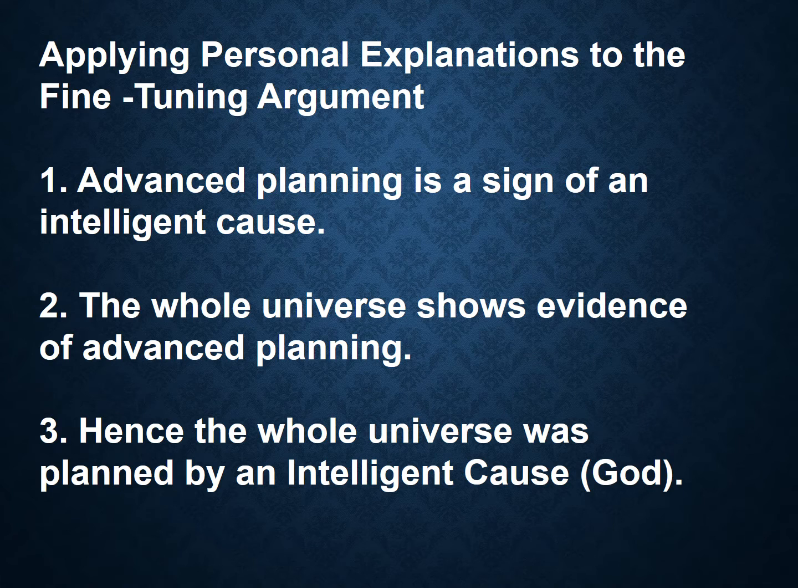So when it comes to the fine-tuning argument, we're talking about advanced planning. It looks like there was a mind that set our universe up and planned ahead. Advanced planning, of course, is a sign of an intelligent cause. And we would say the whole universe shows evidence of advanced planning. And the conclusion is the whole universe was planned by an intelligent cause, or God. Now, we're not necessarily specifying the God of the Bible, but the point is that the universe shows that it had to be set up ahead of time.